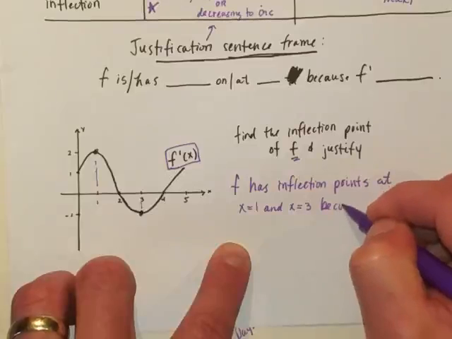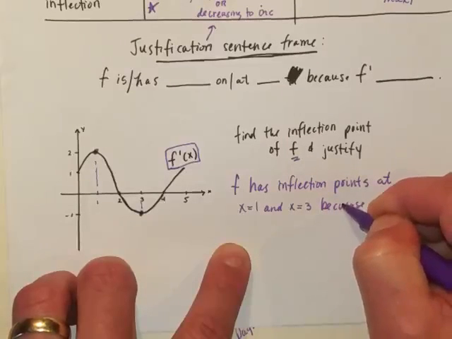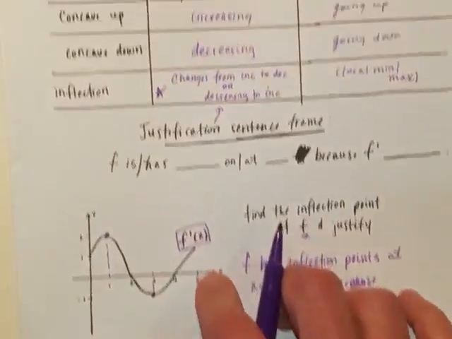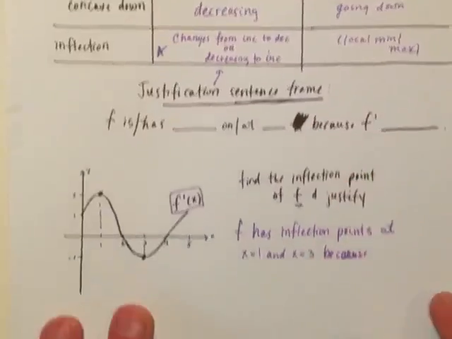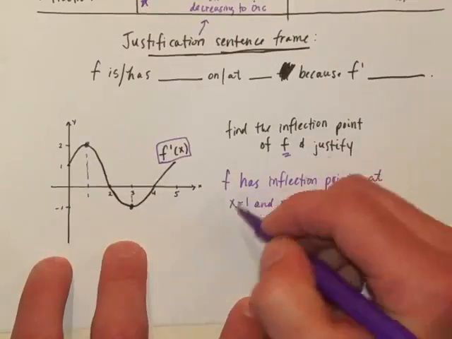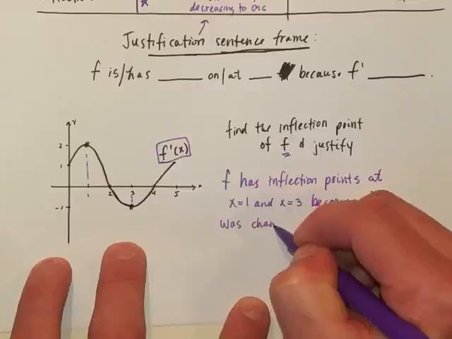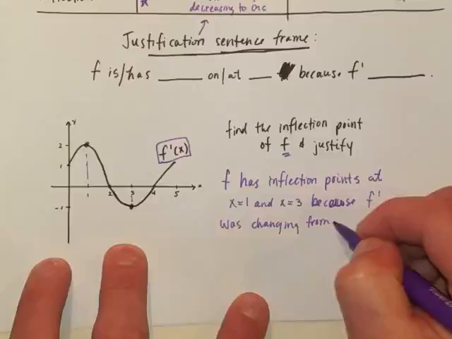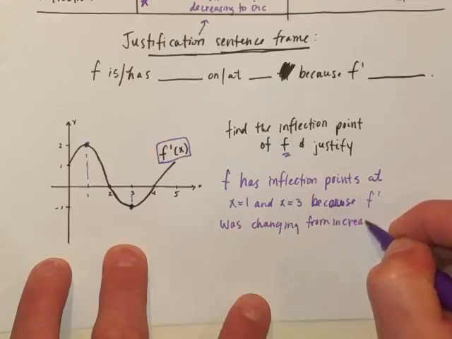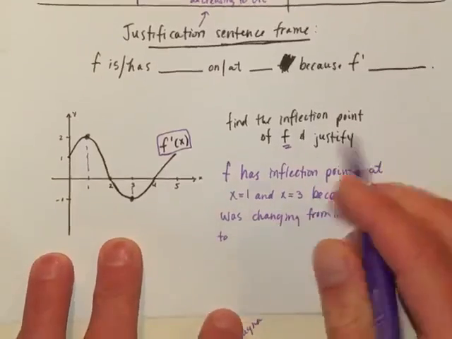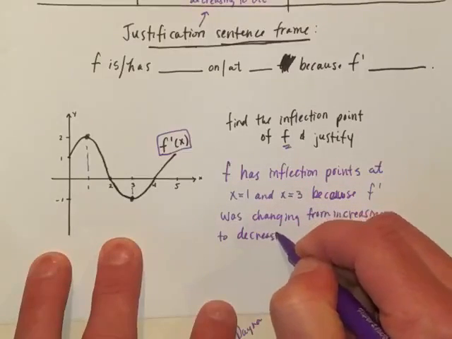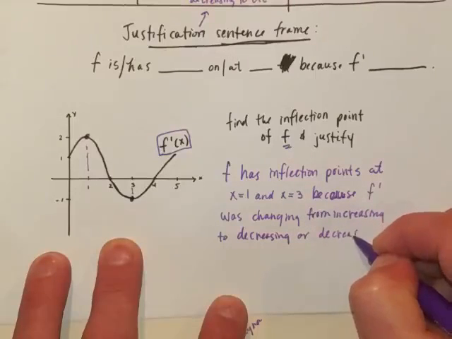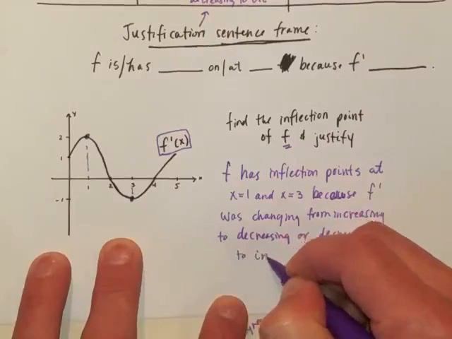Because, and now let's use our justification. Oh my goodness, that's the word because. And how did I know that again? Because what was f prime doing? Because f prime was changing, and we could say it was changing from increasing to decreasing, or it was changing from decreasing to increasing.